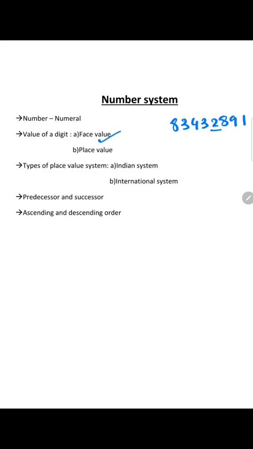Okay. Now, to understand this more better, let us take one more example. This is the another example that we will take for face value. Now, the question is, what is the face value of 7 in this number? They will ask you a question. What is the face value of 7 in this big number? The answer for this is 7 only. Now, let me tell you one point. If they ask you the face value of any number, it is the number itself.